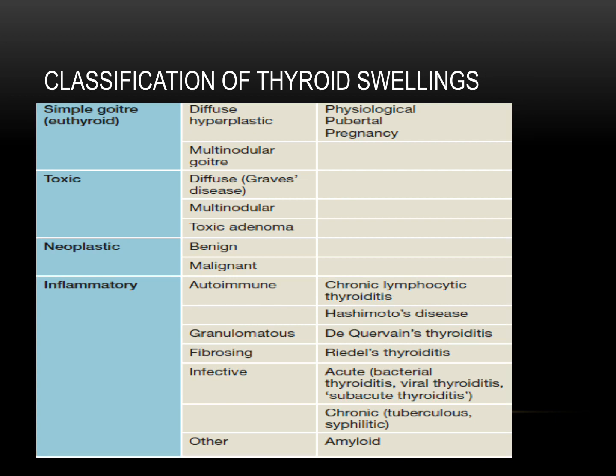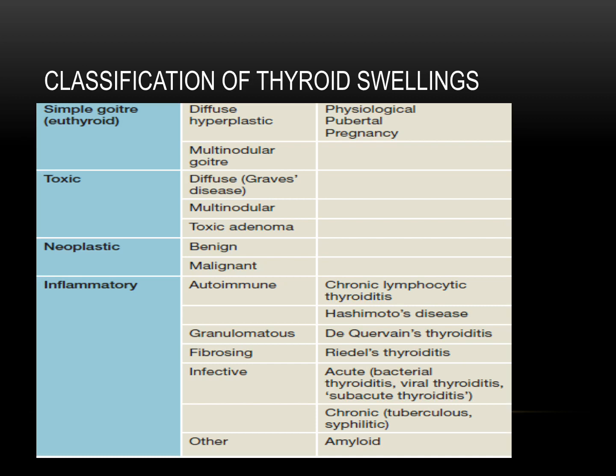Classification of thyroid swelling. We classify the goiter or thyroid swelling into simple goiter, toxic goiter, neoplastic goiter, and inflammatory goiter. Simple goiter means euthyroid. We divide it into two types. First, diffuse hyperplastic goiter, which represents the first stage in the development of simple goiter. Examples: physiological goiter, pubertal goiter, pregnancy goiter. Second, multinodular goiter, which represents the final stage of simple goiter.